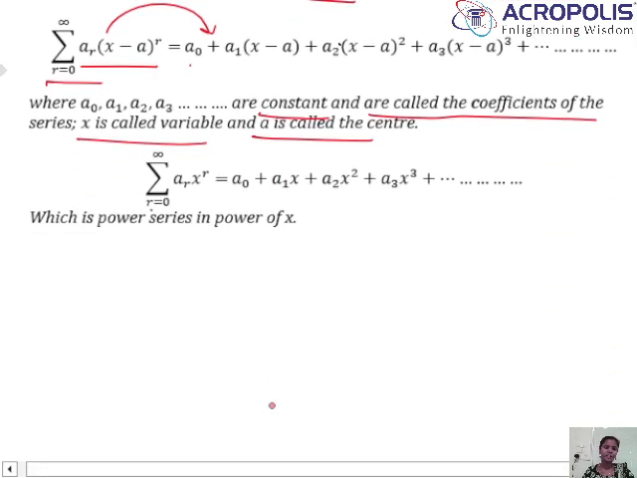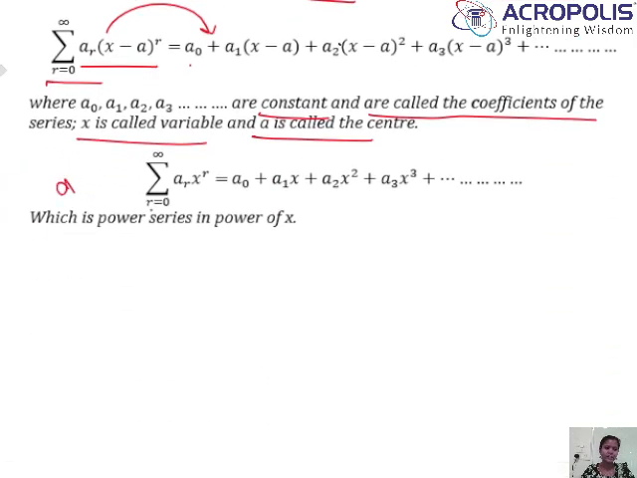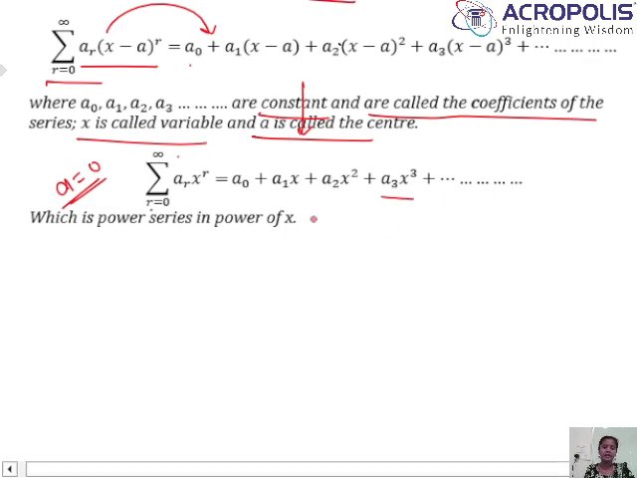For a particular case, when you substitute a equals 0, the above series will become summation r equal to 0 to infinity a_r x to the power r, equals a naught plus a1 x plus a2 x square plus a3 x cube and so on up to infinity. This series is known as a power series in powers of x.